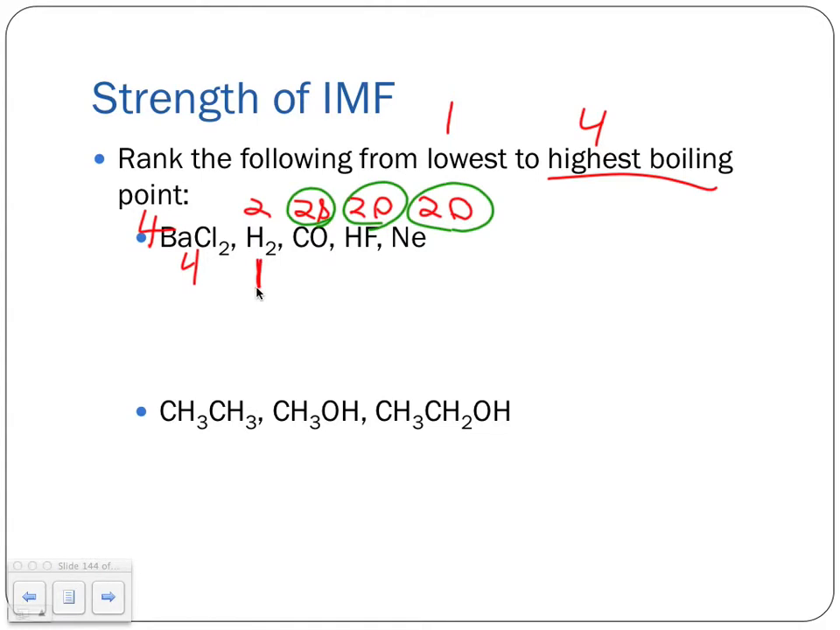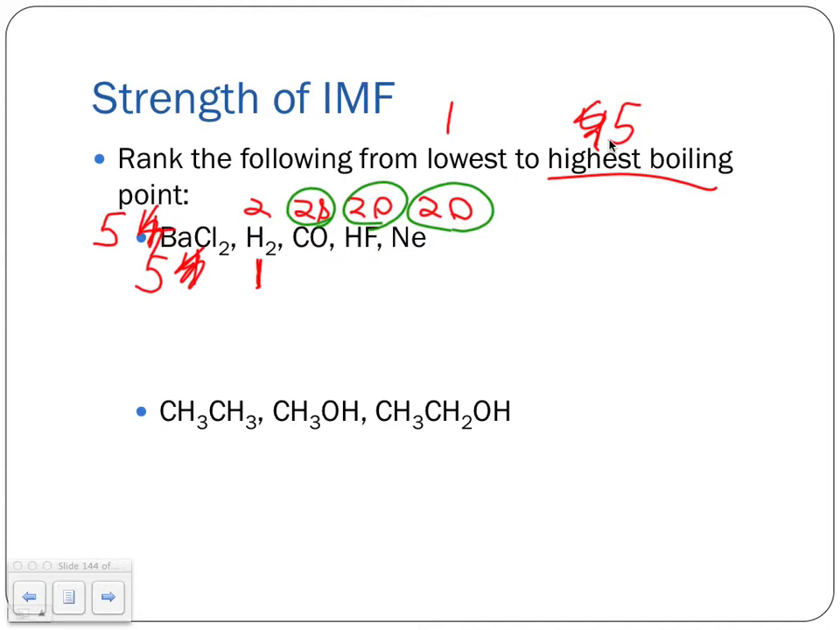So we need just 2, 3. Actually, that's not 4. I said 4. There are 5 things here, and so that should be 5. I can't count, so that should be 5. So 2 points to you if you caught that. But there were 5 things, not 4. All right, so that's 5, and we just need to get numbers 2, 3, and 4. And so we have CO, HF, and Ne.